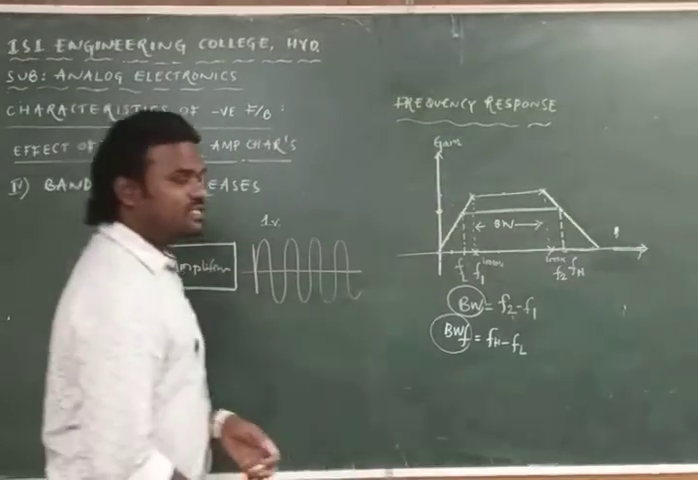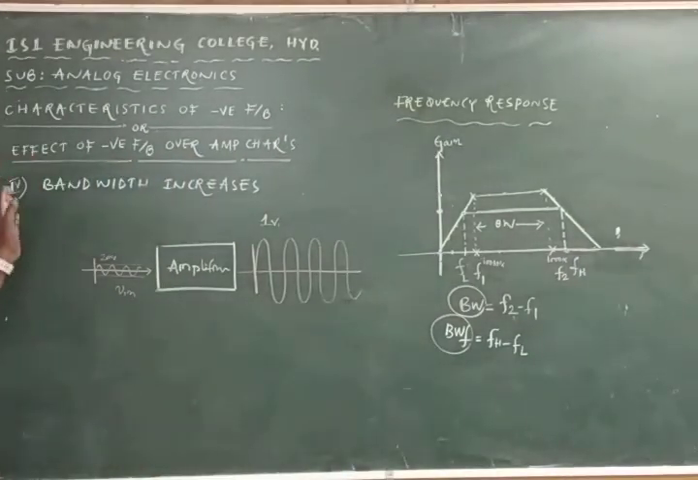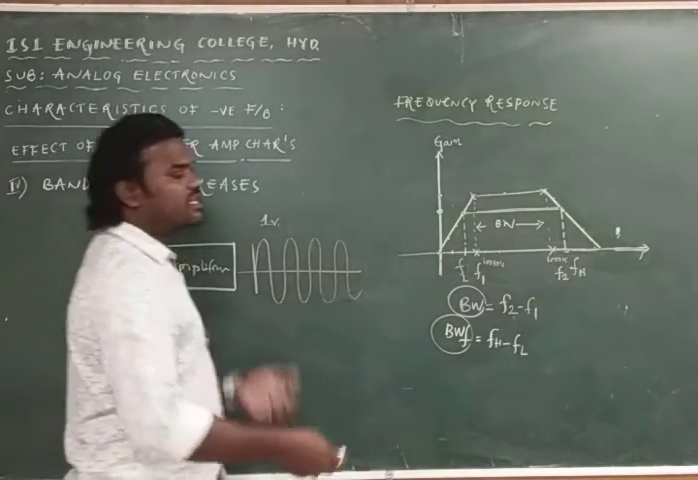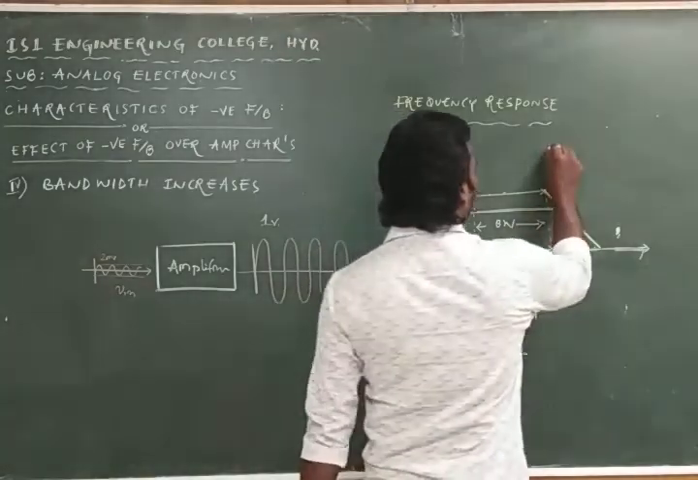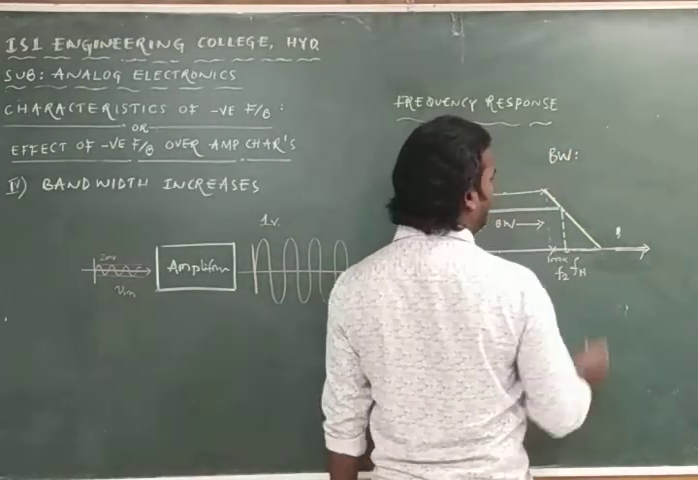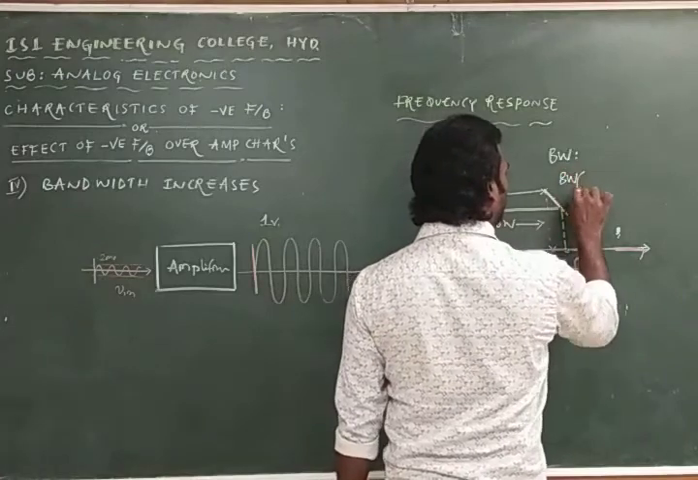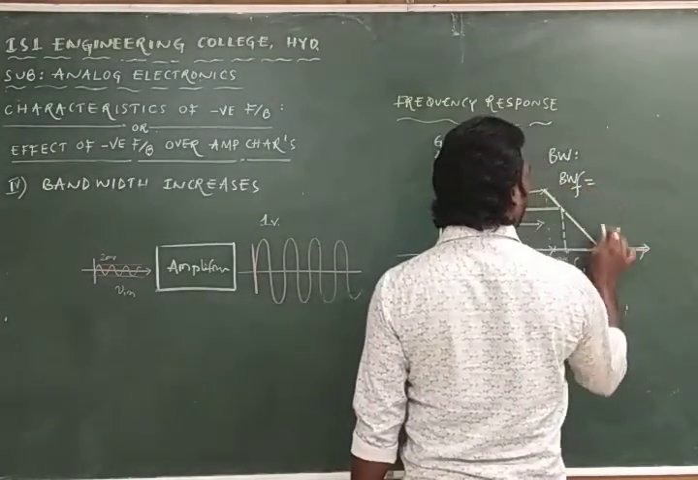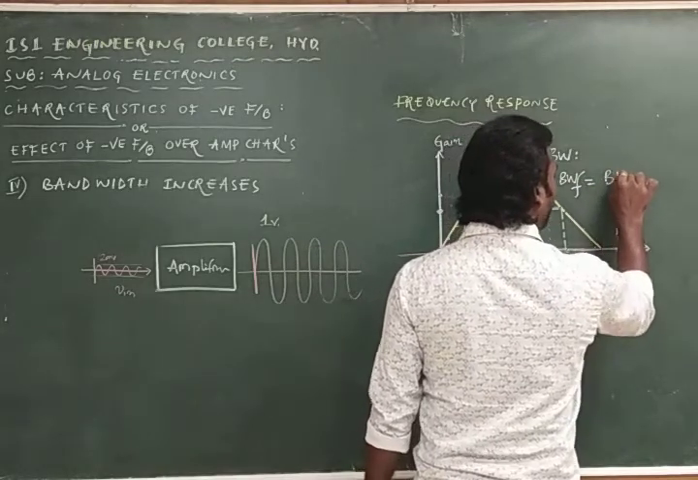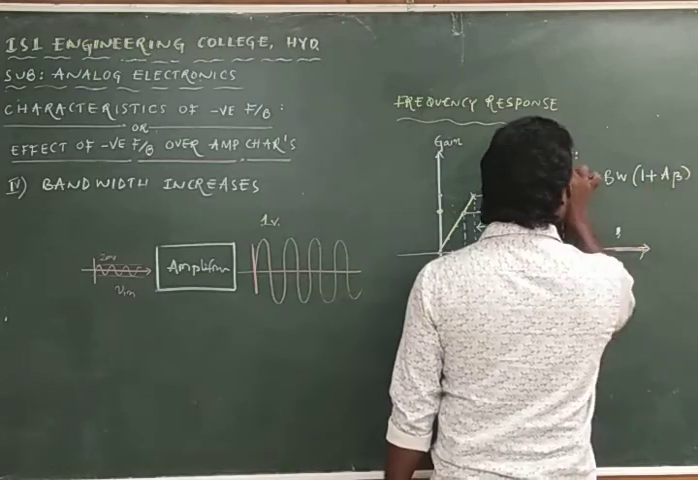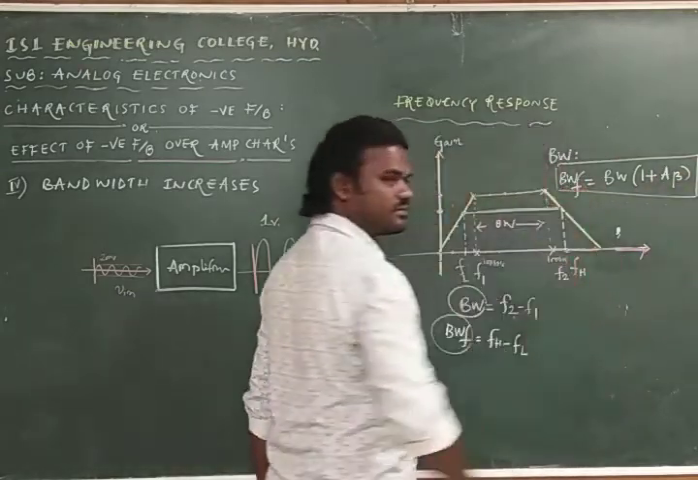So what is the conclusion we have to give now? By employing the negative feedback, bandwidth is going to increase. If BW is the bandwidth without feedback, then BWF is the bandwidth with feedback. That is nothing but BWF is equal to BW into 1 plus A beta. This is the term we have to conclude.